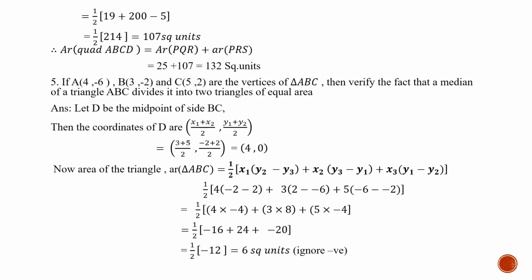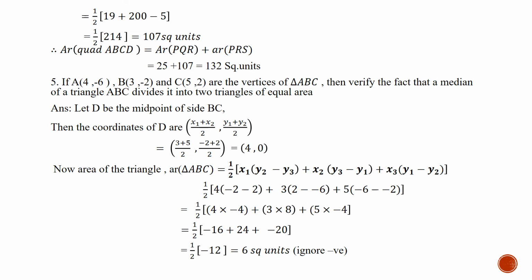Question number 5. If A 4 comma negative 6, B 3 comma negative 2 and C 5 comma 2 are the vertices of triangle ABC, then verify the fact that a median of a triangle ABC divides it into two triangles of equal area. Let us take D as the midpoint of side BC. With the help of midpoint formula, the coordinates of D are 3 plus 5 by 2, negative 2 plus 2 by 2, which is equal to 4 comma 0.